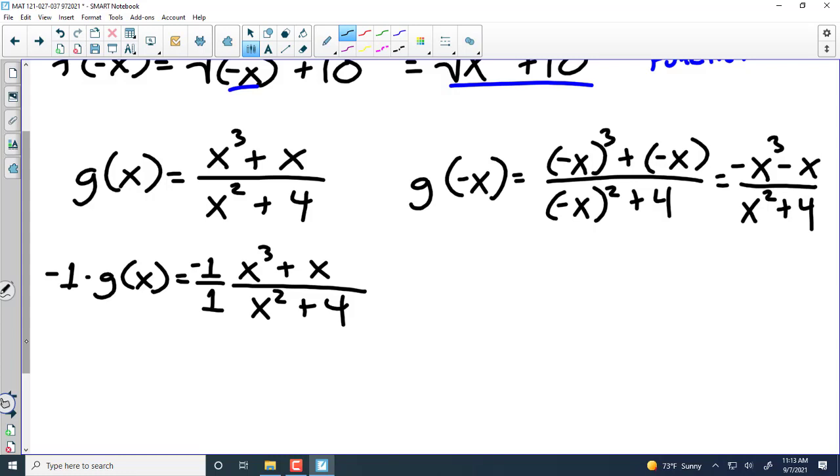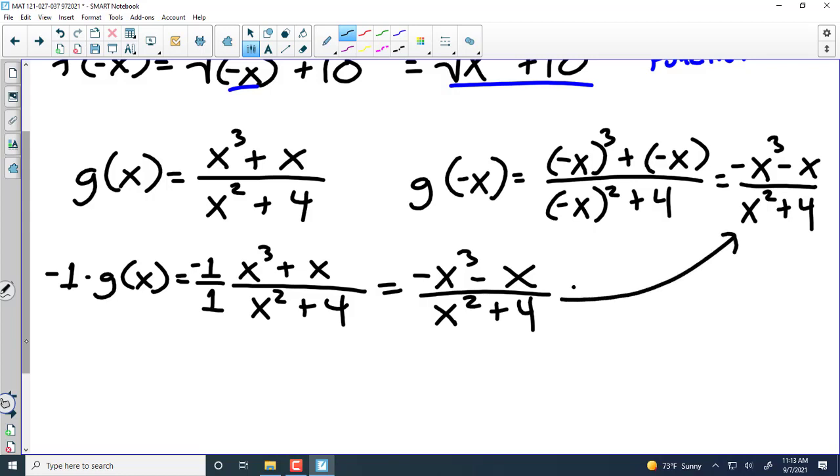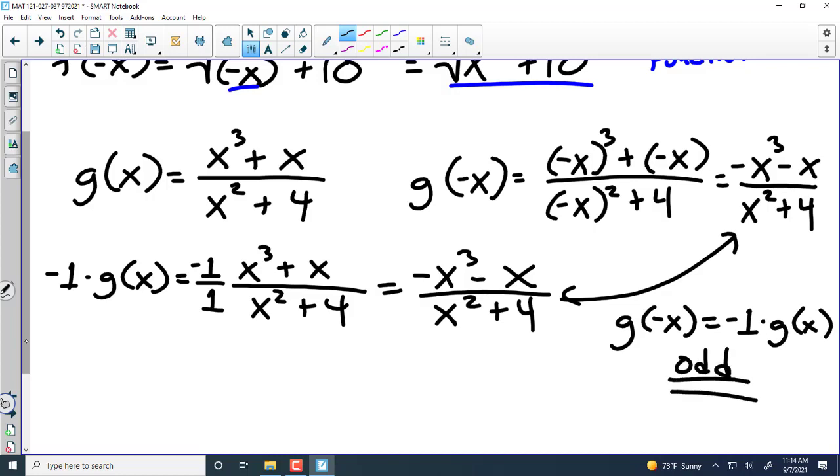So when I multiply the top by -1, I get negative x cubed minus x. I multiply the bottom by 1, I get x squared plus 4, which matches exactly what I got when I plugged in the negative x. Which means plugging in negative x was the same thing as multiplying the entire function by negative 1. Which means even though you see that mixture of even and odd powers in there, this one's actually odd.